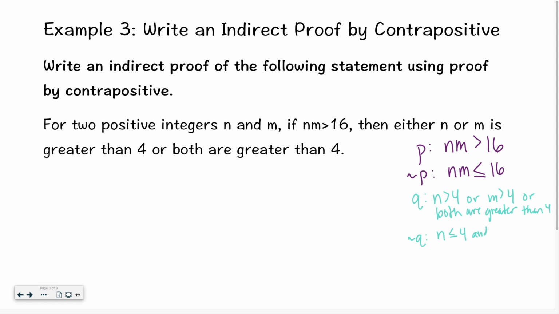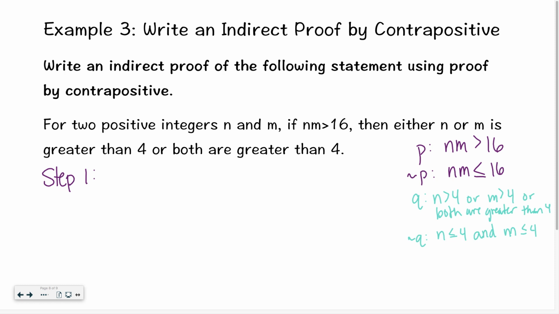And so instead of using the word or, I'm going to use and: m is less than or equal to 4. Okay? Meaning they both have to be less than 4. That is the opposite of what was stated previously. So step 1.